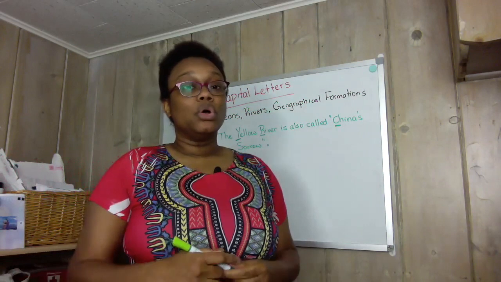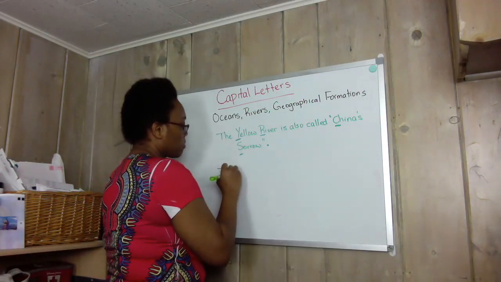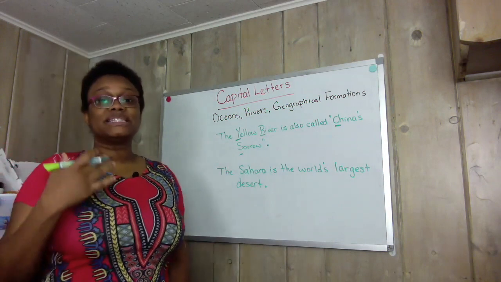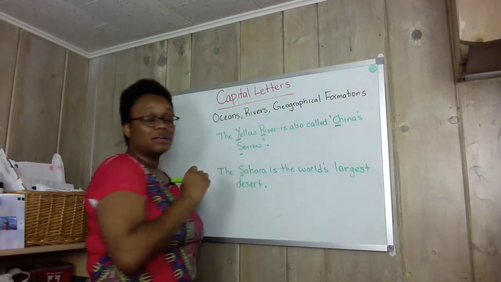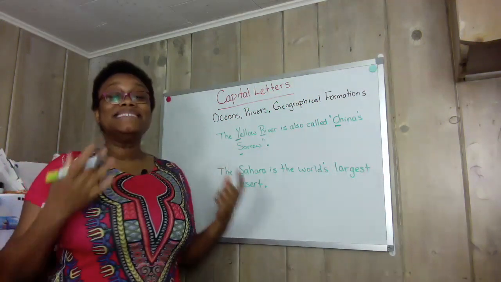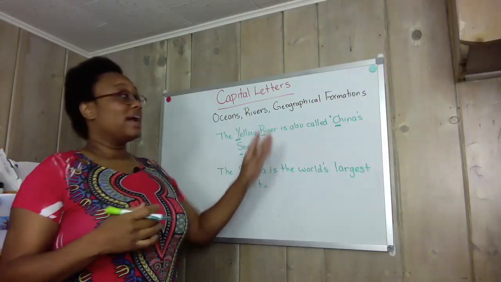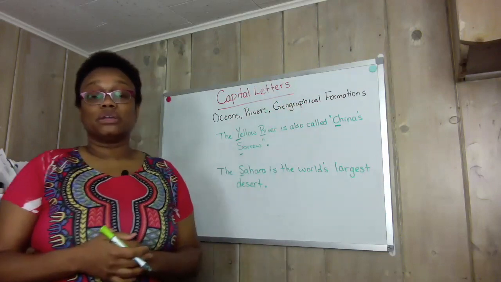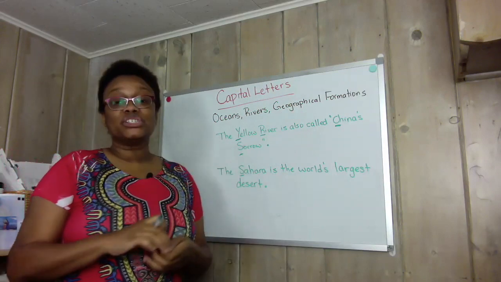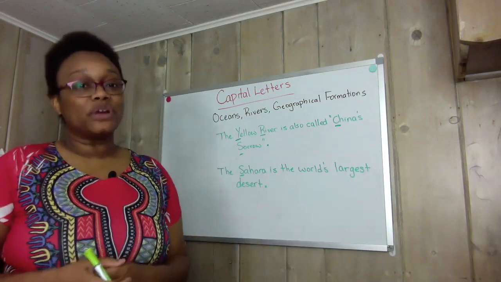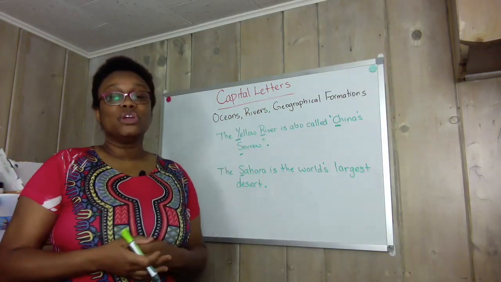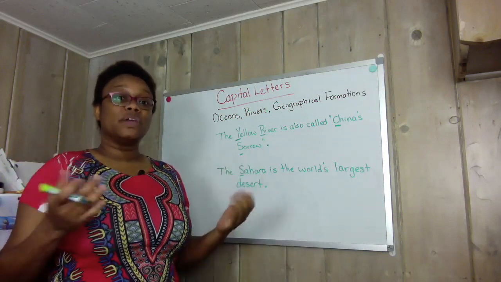Another example could be: The Sahara is the world's largest desert. The S in Sahara gets capitalized. Why? Because it's the name of the desert, right? This geographical formation. If I even add it, the Sahara is the world's largest desert and it is located in Africa. Africa would, of course, be capitalized because we know we capitalize names of specific places.